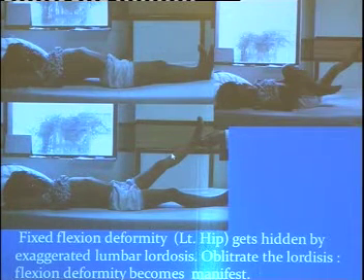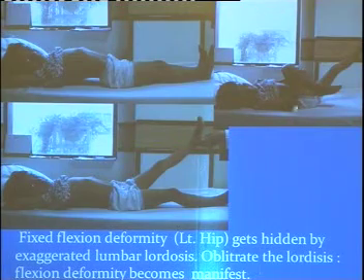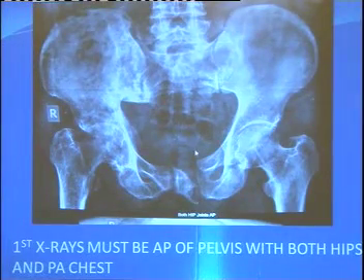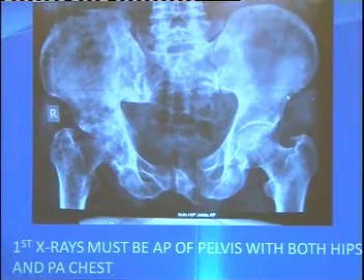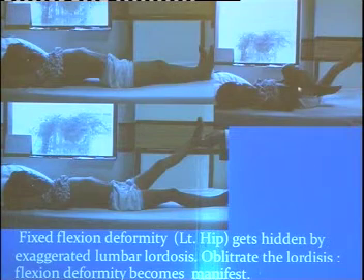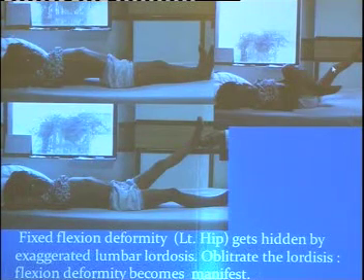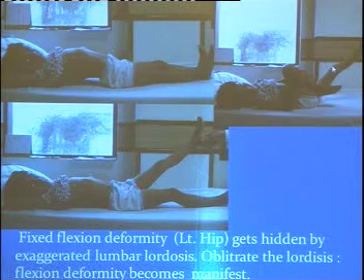Another method, the classical method, is the Thomas test. Flex the normal hip joint, undo the lumbar lordosis, and the fixed flexion deformity will become manifest. This is one of the commonest deformities which occurs in the hip joint, in tuberculosis of the hip joint.